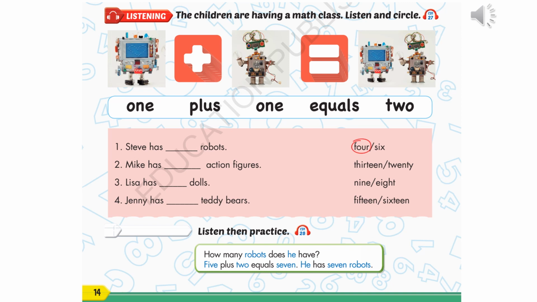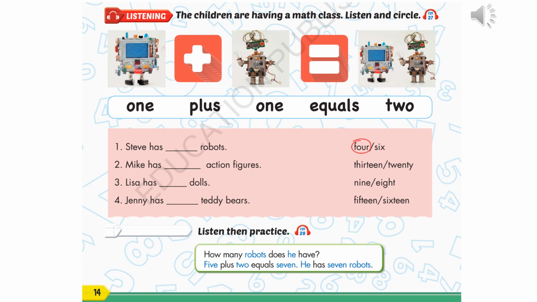Okay, listen everyone. Steve has 3 robots. His mom gives him 1 robot. How many robots does Steve have? 3 plus 1 equals 4. He has 4 robots. Correct.